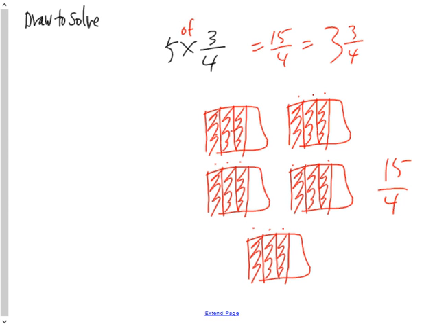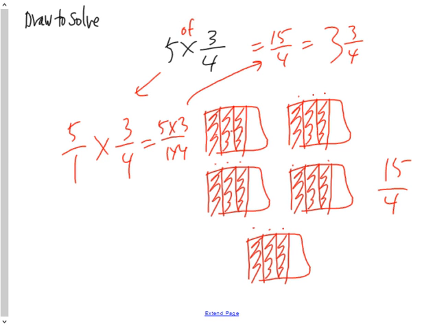Now, if I wasn't drawing to solve it, obviously, if I was given this blank question asked to find the answer, I would probably have said, well, 5 is 5 over 1 multiplied by 3/4. I would have multiplied my numerators and multiplied my denominators, and I would have ended up with the same answer of 3 and 3/4. But the purpose of modeling it is so that you understand what it means to multiply 5 by 3/4.